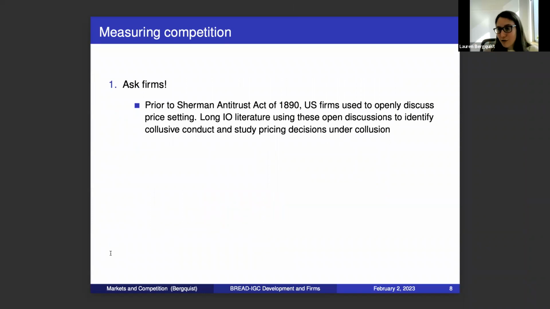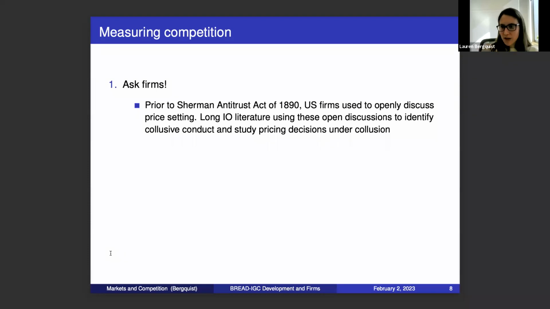So the first thing you could do, if you want to measure whether firms are competing or colluding, is you could ask them. That might sound crazy, but actually prior to the antitrust legislation in the US, US firms used to fairly openly discuss, for example, price setting and price agreements. And there's a long history in the IO literature that uses minutes from board meetings to identify periods of collusion and periods where collusion broke down, to study pricing decisions under these two regimes.